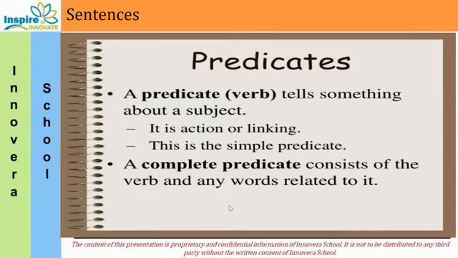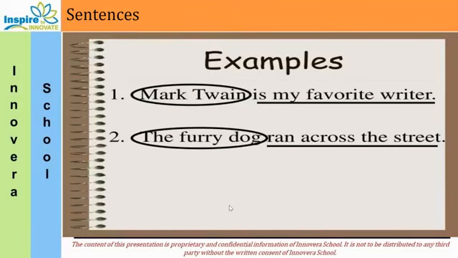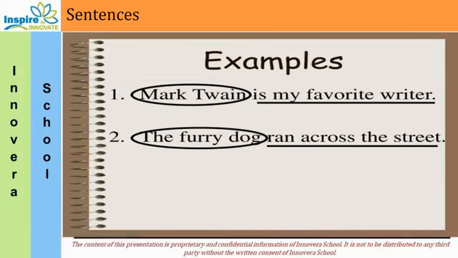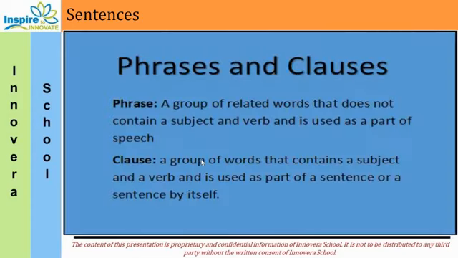Shall I move ahead? See, the examples are there. Can you see the example? Mark Twain is my favorite writer. A furry dog ran across the street. So here is is a verb and it is giving more information. So is is working as a linking word. Here ran, a verb, is working as an action verb, and Mark Twain and furry dog are the subjects. Now till here it is clear.